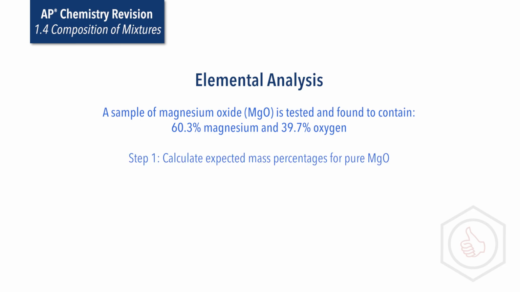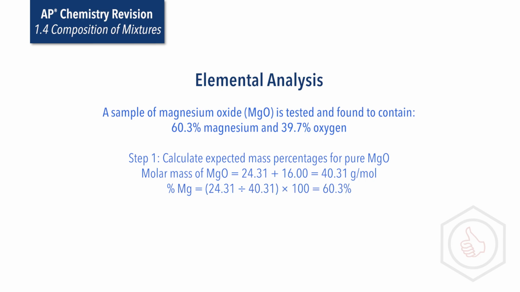First, we can calculate the expected mass percentages for pure MgO, where the molar mass of MgO is 24.31 plus 16, the molar masses of magnesium and oxygen added together. This gives us 40.31 grams per mole. The percentage of magnesium here would be 24.31 divided by 40.31 times 100, 60.3%, and the percentage of oxygen would be 16 divided by 40.31 times 100, 39.7%. So in a sample of pure magnesium oxide, we would expect 60.3% to be magnesium and 39.7% to be oxygen.